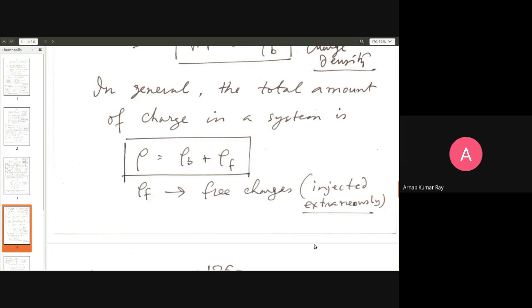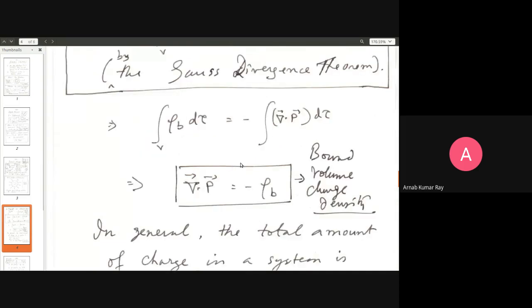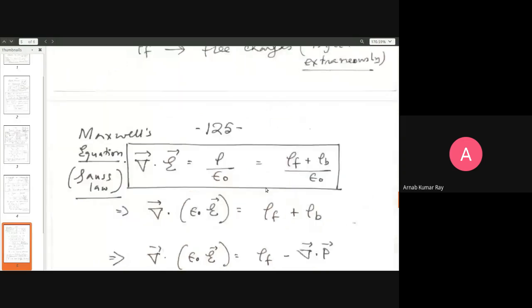So whatever it is, the total charge density is the sum of the bound charge density and the free charge density. Bound charge density is given by this formula. Okay, now let us go to Gauss's law of electrostatics in the differential form, with which you are familiar by now. Divergence of E is equal to rho by epsilon naught. This is one of the Maxwell equations.